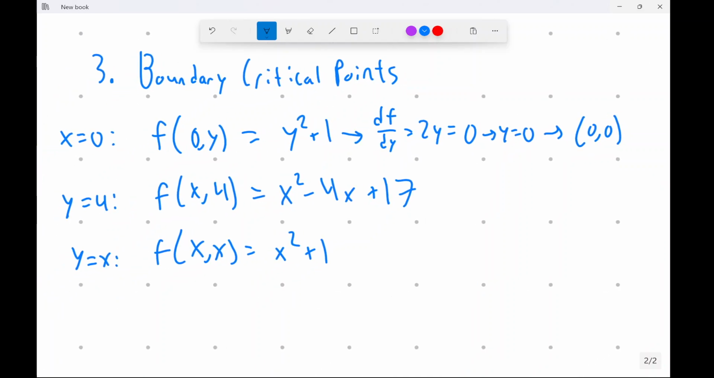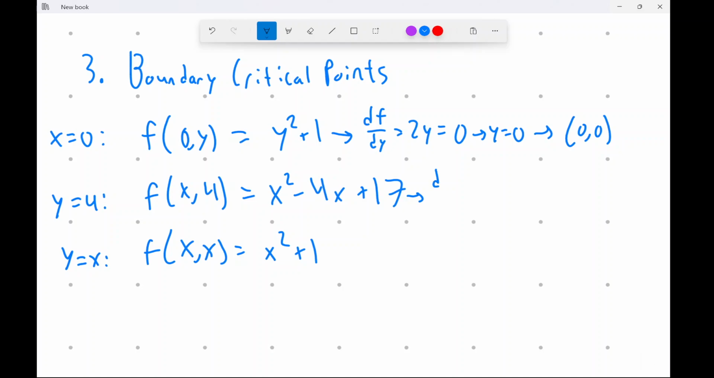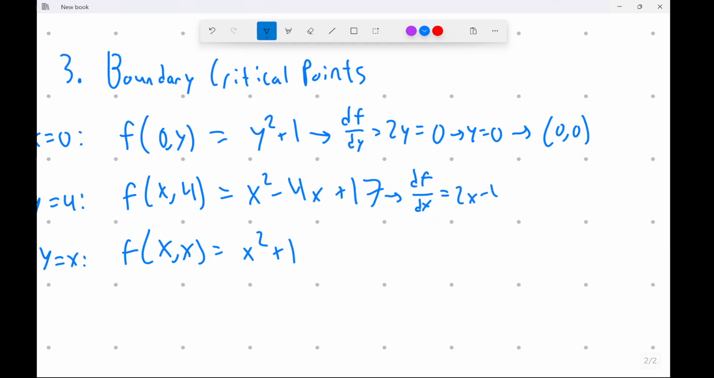Okay, our next boundary critical point, this is our boundary equation. We're going to set its derivative equal to 0. So df dx is 2x minus 4.